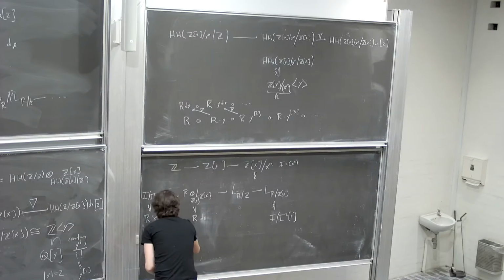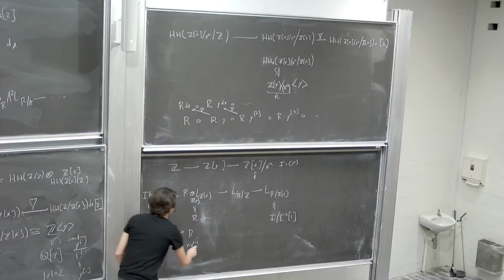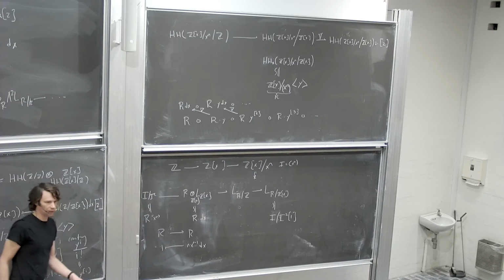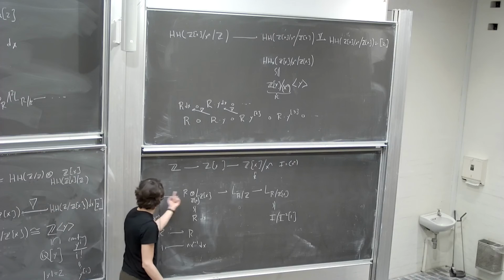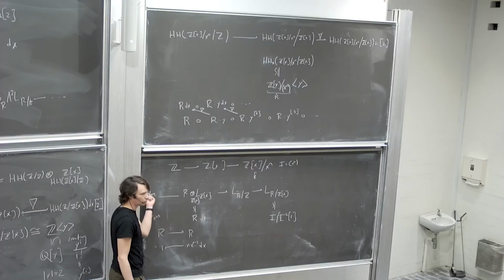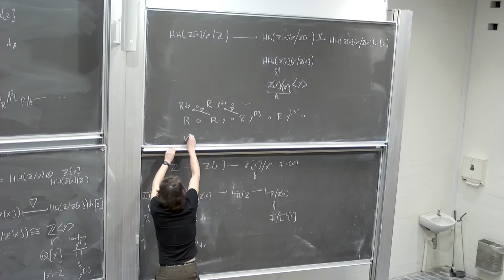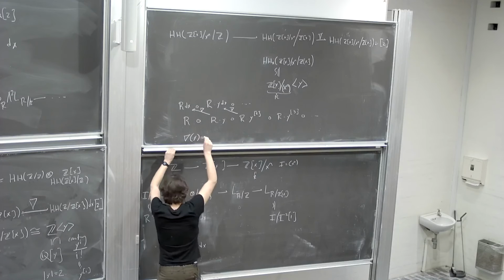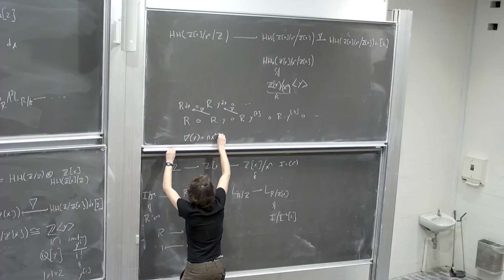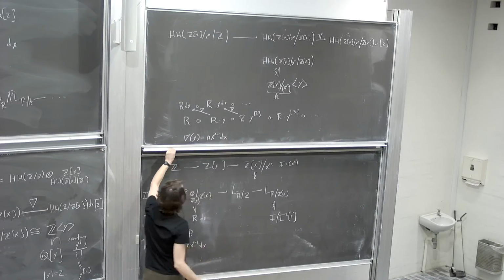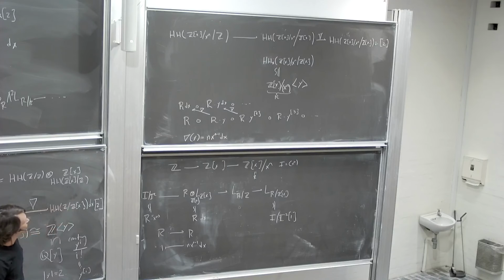So it sends 1, let me say it this way, 1 to nx to the n minus 1 dx. We're basically saying this connecting map is take the derivative of the elements in I. And so that tells us that this nabla class, nabla of y, is going to be equal to nx to the n minus 1 dx on that term.